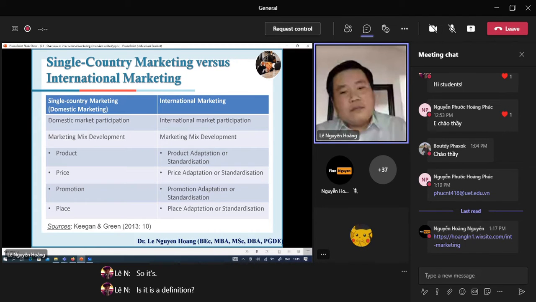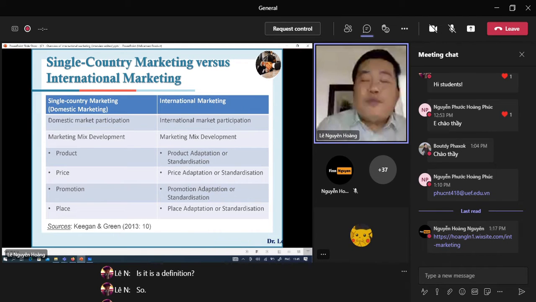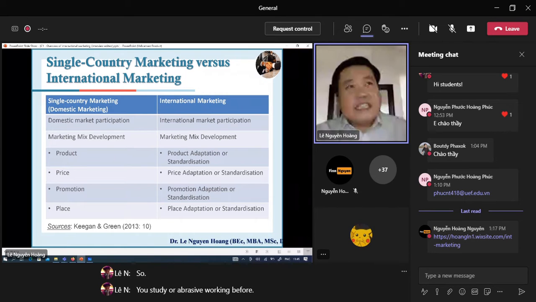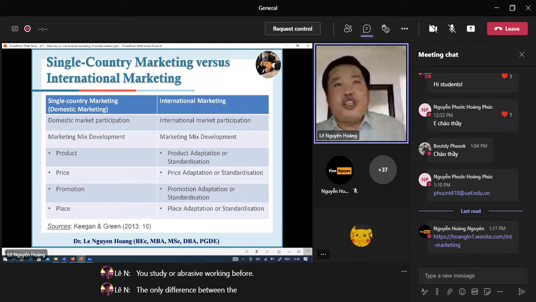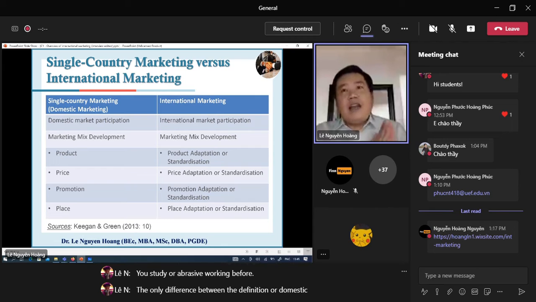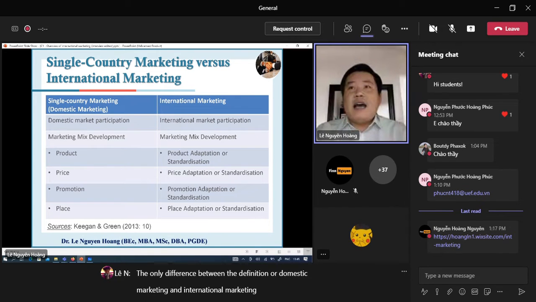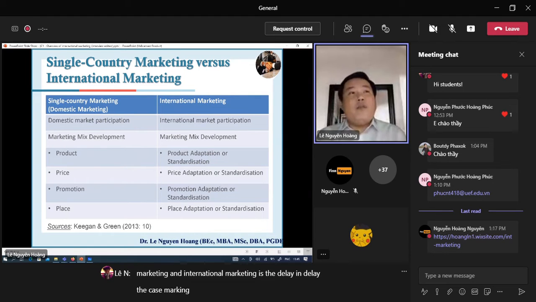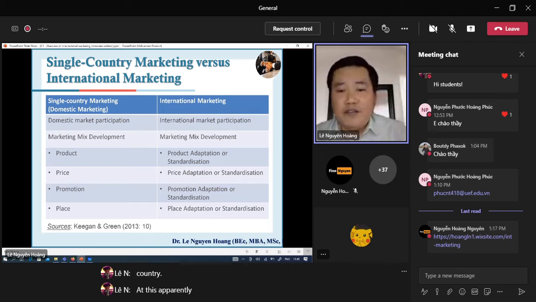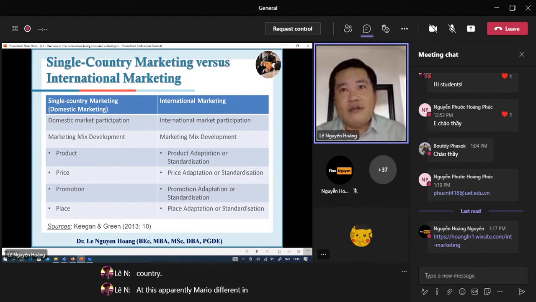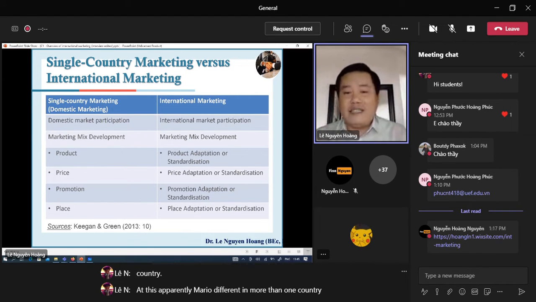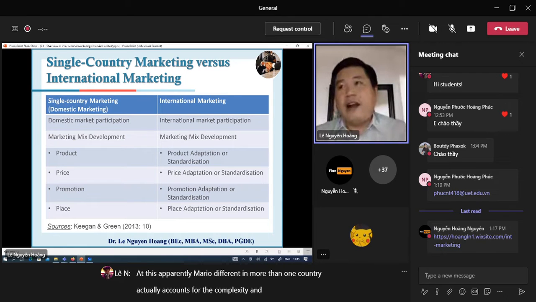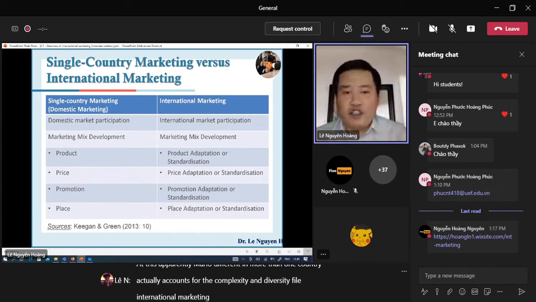You studied principles of marketing before. The only difference between the definition of domestic marketing and international marketing is that in the latter case, marketing activity takes place in more than one country. And this apparently minor difference actually accounts for the complexity and diversity found in international marketing operations.